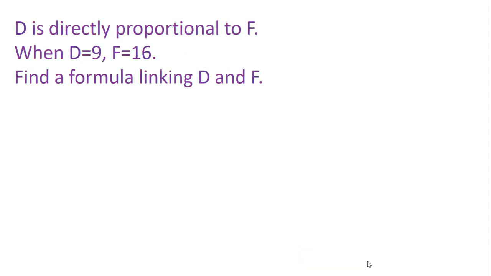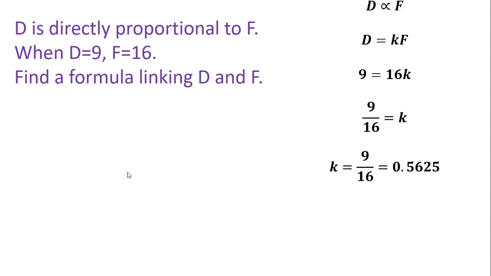So here's the second purple question. Well done if you managed to get to the end of that one. We're going to start by saying that D is proportional to F. Therefore, D is equal to some value K times F. Put in the two values that we were given as a pair. Solve to find out what K is. And you can also give this as a decimal if you prefer. It depends which one you're more comfortable with doing. So therefore, you can have either of those two as your final answer as a formula.